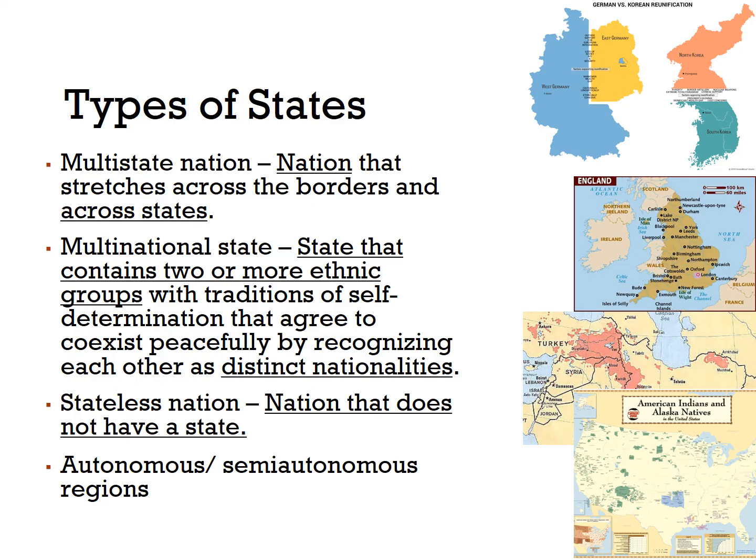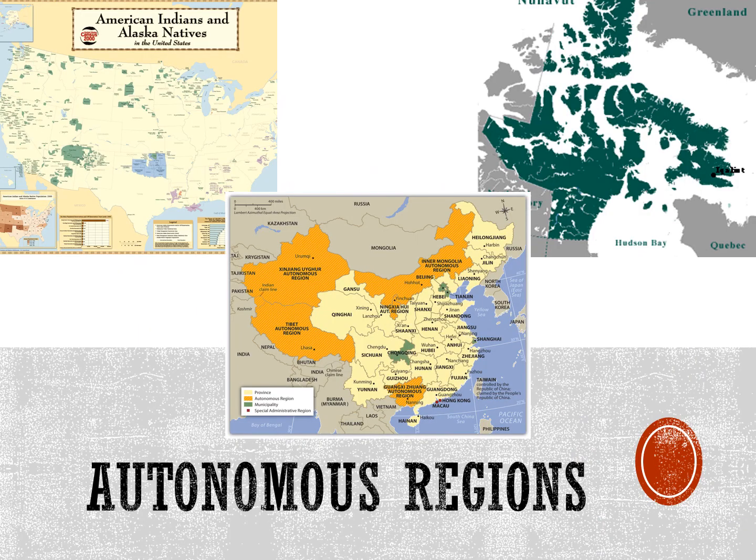Our final designation isn't a type of state. They are not countries, but instead regions within countries. Autonomous and semi-autonomous regions have some authority to govern their own territories independently from the government of the state they reside in. Russia has the Jewish Autonomous Oblast, while China has several autonomous regions, including Hong Kong.